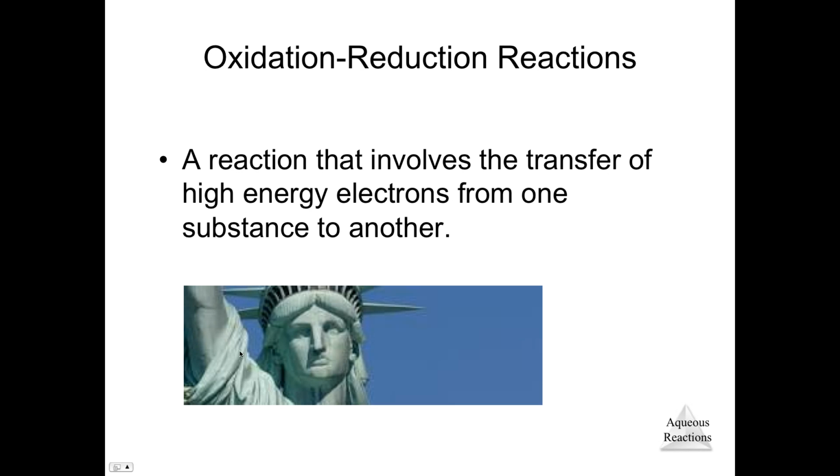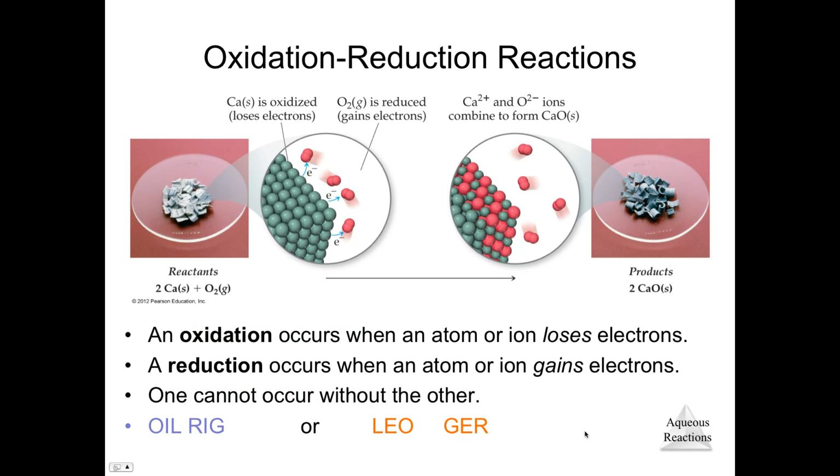So a really common form of a redox reaction is when metals corrode at their surface with moisture in the air. So copper, for instance, will form this green coating. Iron will rust, and other metals will form different types of coatings at their surface. So what's really happening, though, is the solid metal. So in this case, we have an example of a synthesis redox reaction. Calcium plus oxygen makes calcium oxide.